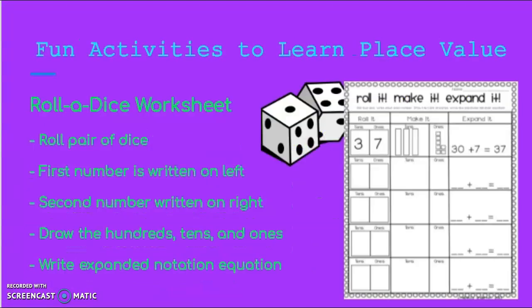So here are a few activities we'd like to use to learn about place value. This first activity is called Roll a Dice Worksheet. They have a pair of dice they're going to roll, and the first number they see is written on the left. The second number is written on the right of the worksheet under Roll It. And then they're going to draw the hundreds, tens, and ones. And they're also going to write the expanded notation equation.